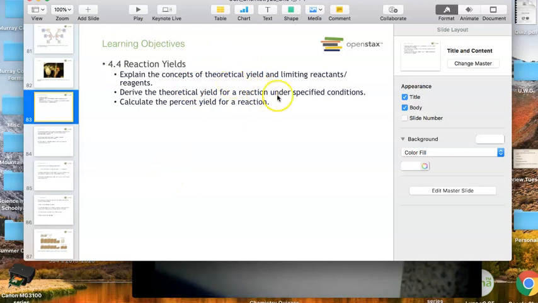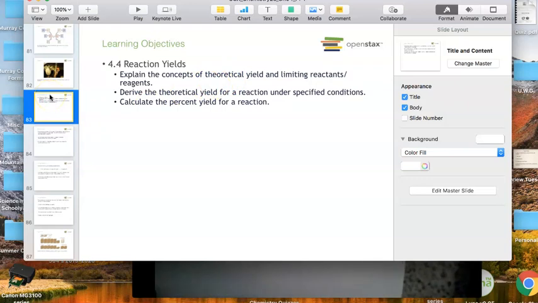Deriving theoretical yield from a reaction or specific conditions. You guys had to calculate theoretical, or actually percent yield in the lab the other day. And this is very useful for experimental purposes. And so what we've done so far is we sort of assumed certain things in our previous reaction.